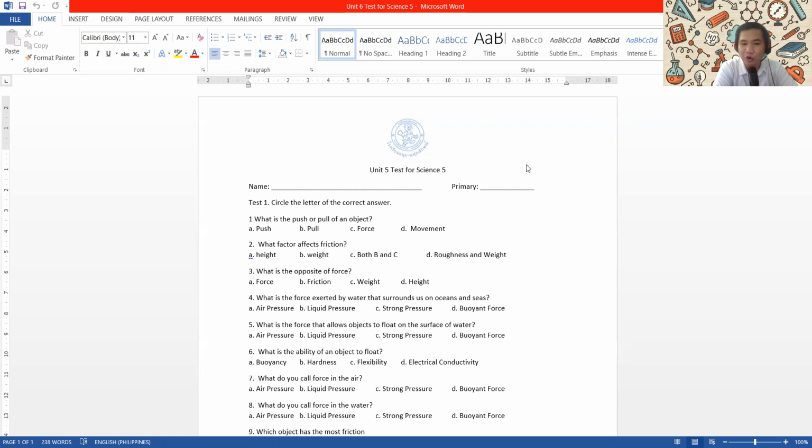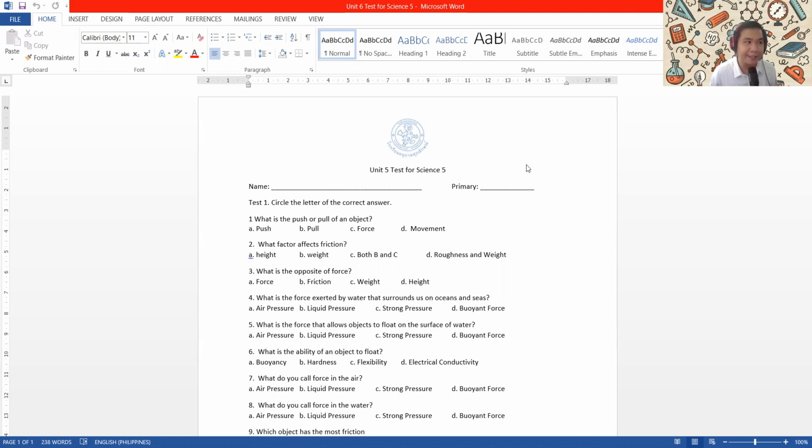How about number two? What factor affects friction? Is it A, height, B, weight, C, both B and C, or D, roughness and weight? Before we answer this one, let's review. What is friction? Do you still remember? Friction is the complete opposite of a force. That is friction.